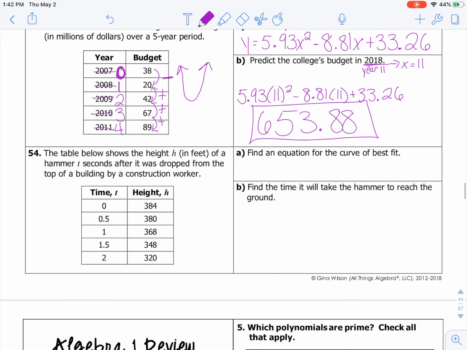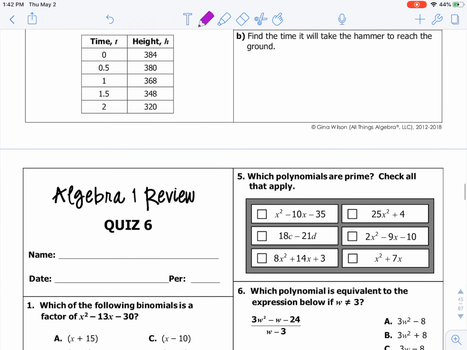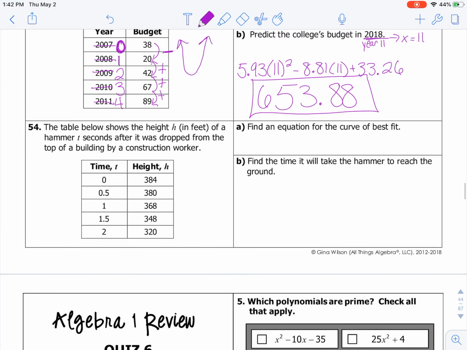You can do number 54 the same exact way. Once you get through number 54, either go back and do any problems that you skipped, or you can continue on to that quiz. You guys are welcome to use this weekend.